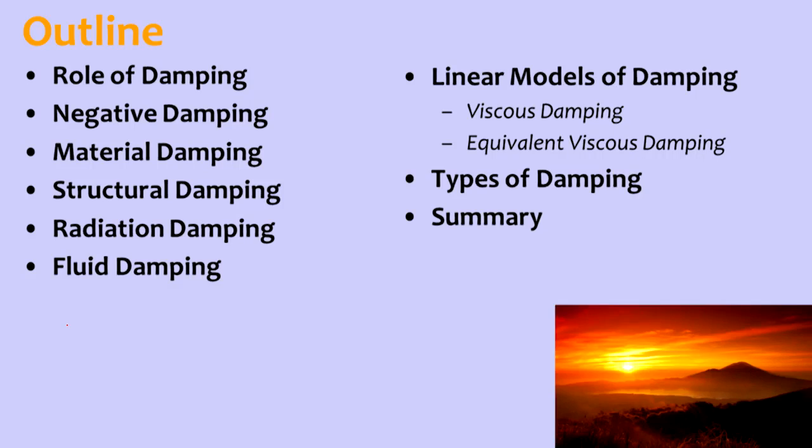So, in this module we will study about types of damping. How many types of damping are there? Negative damping, material damping, structural damping, radiation damping, and we will discuss models of damping. So, what is actually damping? What is the meaning of damping?